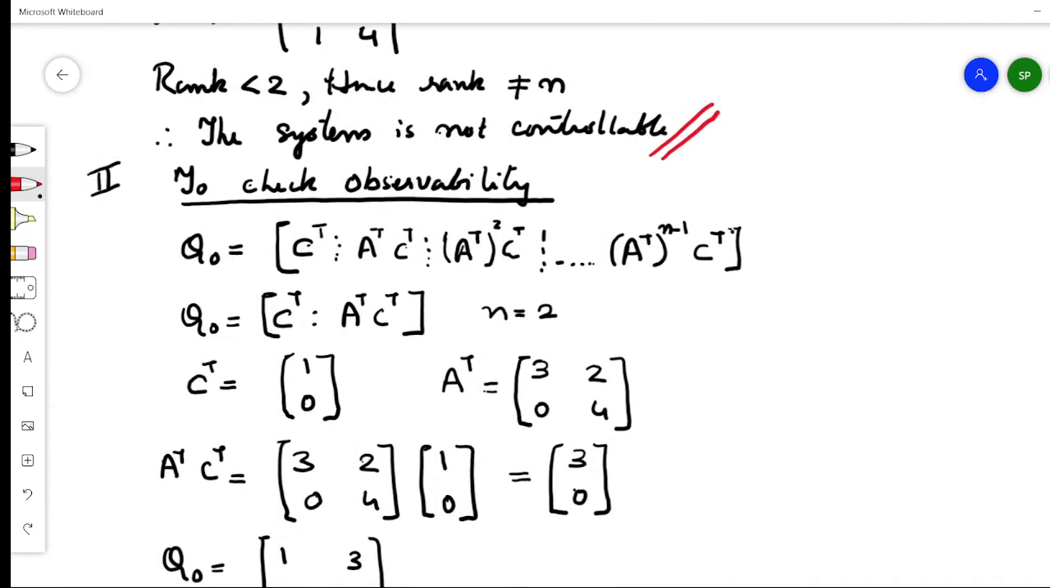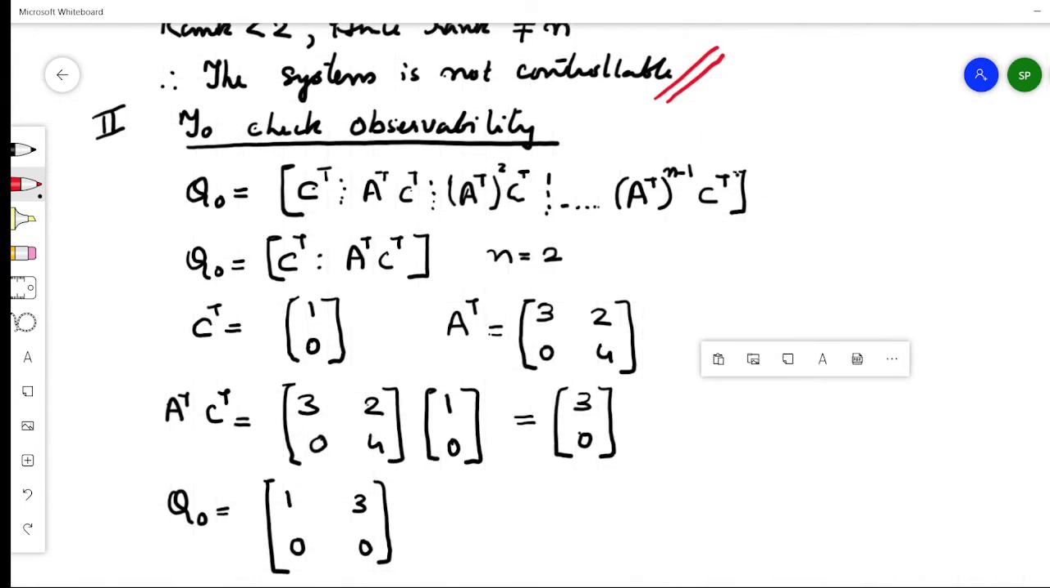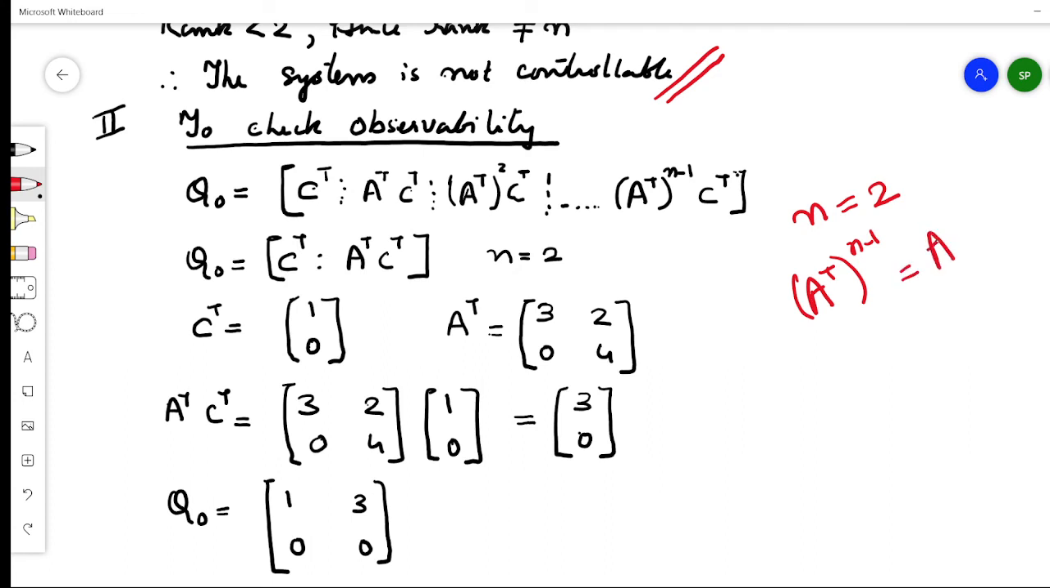Now the second case is we'll check for the observability. For observability we have a matrix, that is Q0. We have C transpose, then A transpose C transpose, then A transpose square C transpose, and it goes on like that. The last term is A transpose raised to n minus 1 C transpose. And n in our case is equal to 2. So n minus 1 is 2 minus 1, that is 1. So this will be our last term for A.